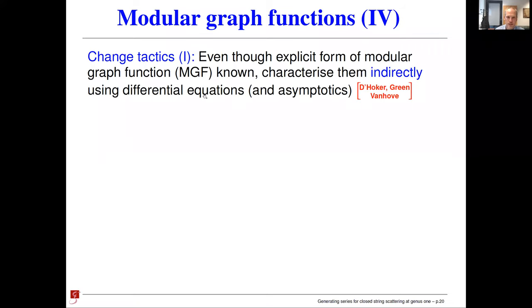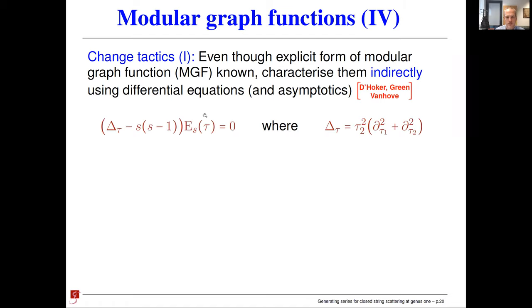Now these are differential equations for modular graph functions, which means they will be differential equations in this parameter tau, which describes the torus. So this is not really something related to space-time or anything like this. It's something related to the shape of the string world sheet.